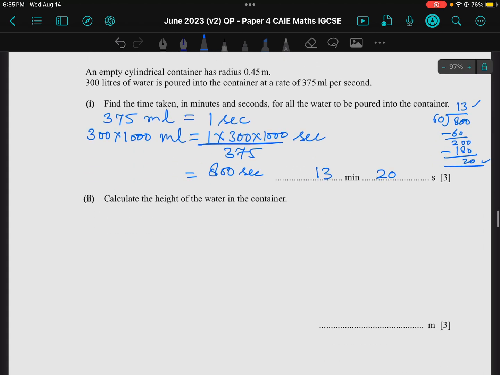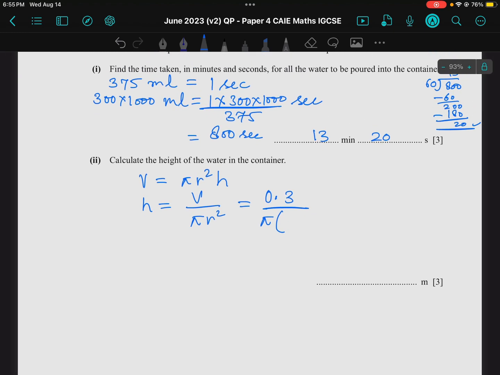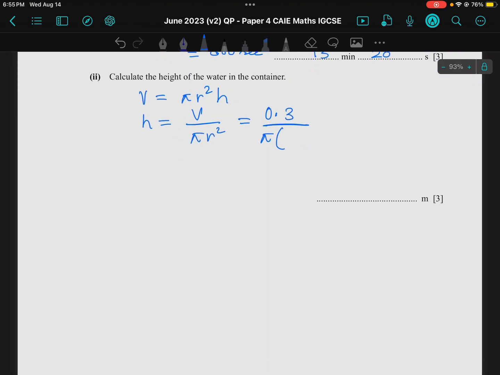Okay. Now calculate the height of the water in the container. Volume is equal to pi r square h. This is the formula. So height is equal to what? Volume upon pi into r square. Volume is given as 300 liters, that means 0.3, change it into meters, upon pi, and radius is 0.45 meters. So 0.45 whole square. Put this in your calculator. So height is 0.472 meters. This is your answer.